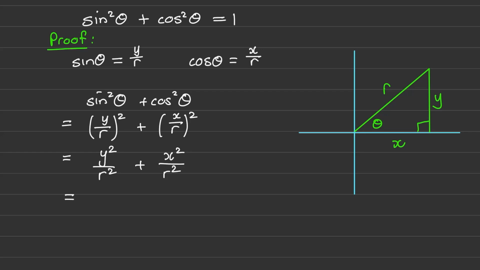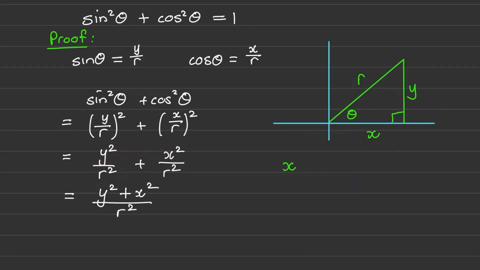And I can add these two together. So I have y squared plus x squared over r squared, because the denominators are the same, therefore we can add the numerators together. But if you look at the diagram and we have x squared plus y squared, we can see that that is equal to r squared. Because that's the application of Pythagoras in a right-angled triangle.